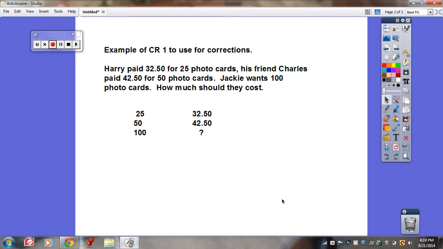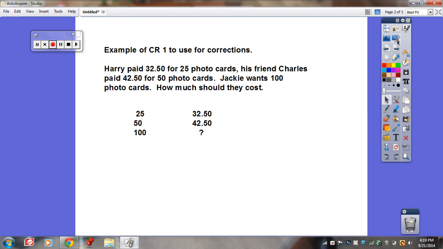So 25, and you notice I set the table up and then I put a question mark for 100. Now what a lot of you did on the test is you decided, okay, let's just double to 50 and that will give us 100 photo cards. Well, the thing is every time you are doing this, you have to pay a setup fee. So the 25 cards has a setup fee, and then they paid so much per card, and the 50 has a setup fee, and then they pay so much per card. So if you just simply double the amount for the 50, you're paying the setup fee twice, and you don't have to pay the setup fee twice, you only have to pay it once.